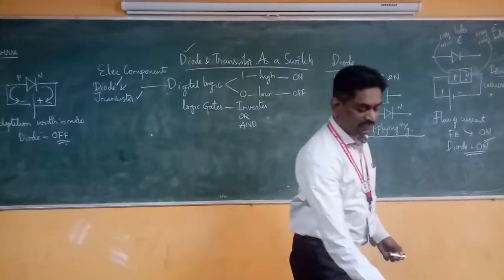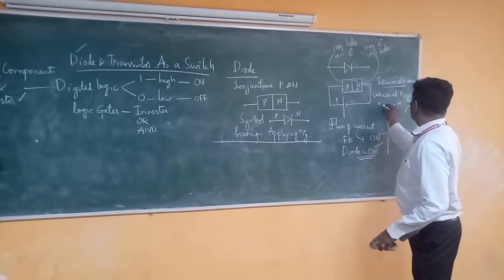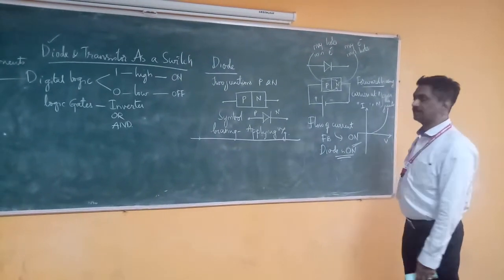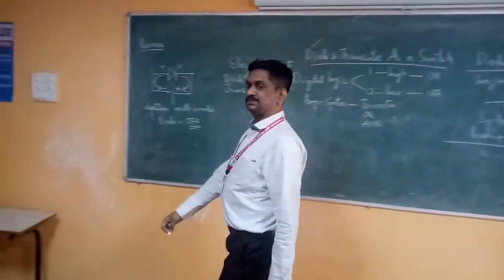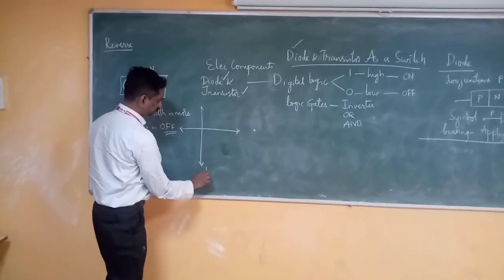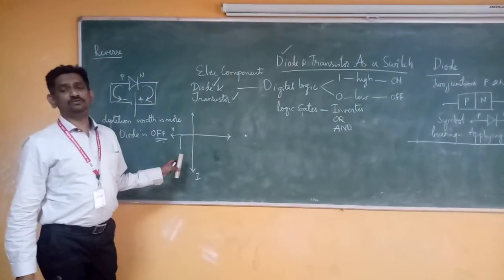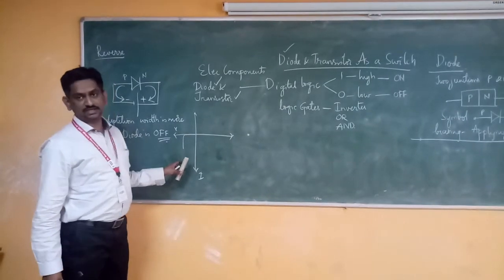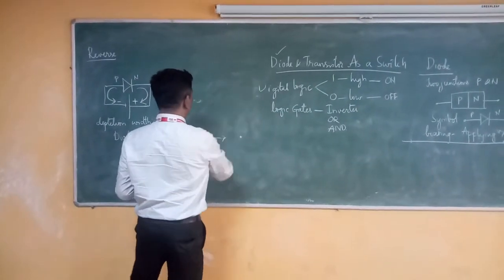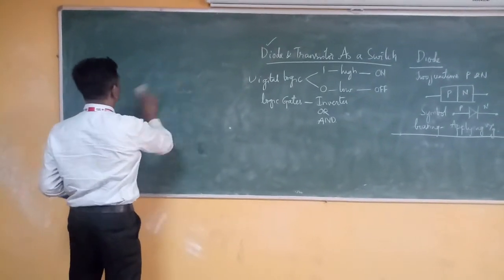Now, coming to the second thing, for forward biasing we see the plot between I and V. When I increase the voltage, the current flows in this direction. And during reverse biasing, the plot is observed like this. This is I and V. This is a small amount of current. Very small amount of current flows. Now the second thing we are going to see is the transistor working as a switch.